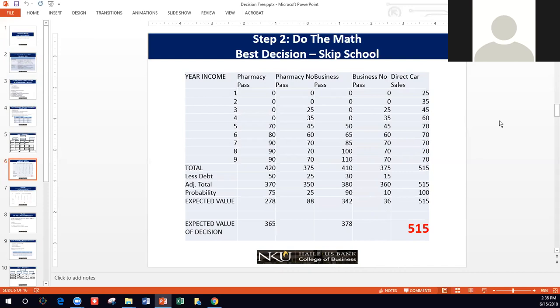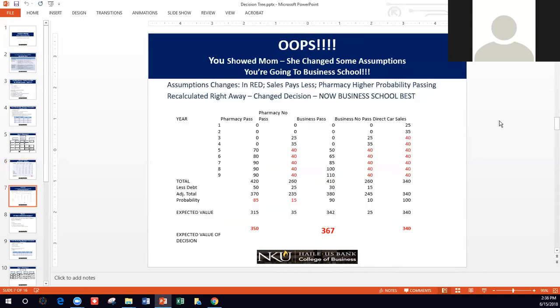Okay, mom, what assumptions do you want to change? So she says, well, I want to change the assumptions on how much they're going to make in business. And I want to make the changes in the assumptions on how much they're going to make in car sales. Said, okay, mom, great. And she says, and I also want to change the probability. I think there's an 85% chance they're going to get through pharmacy school. Okay, mom, we'll change that too. Notice in 1 minute, we redo the math. And guess what? Hey, close call, pharmacy school versus car sales versus business.